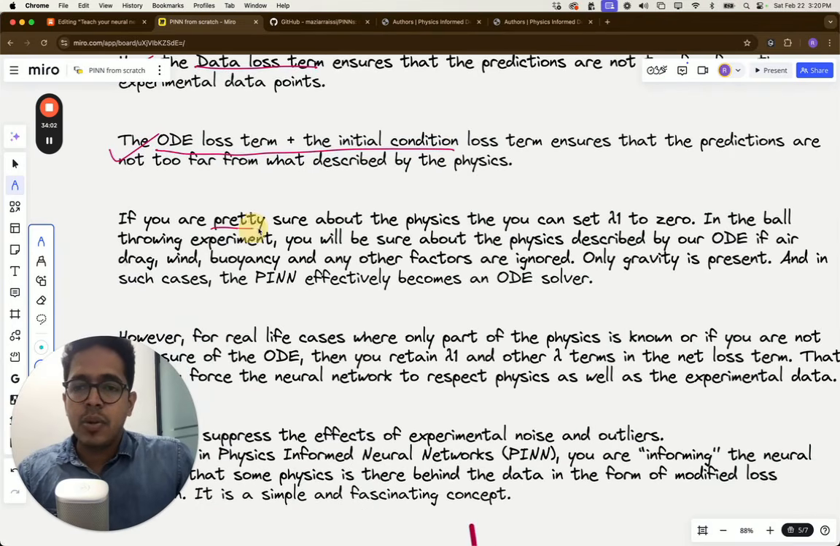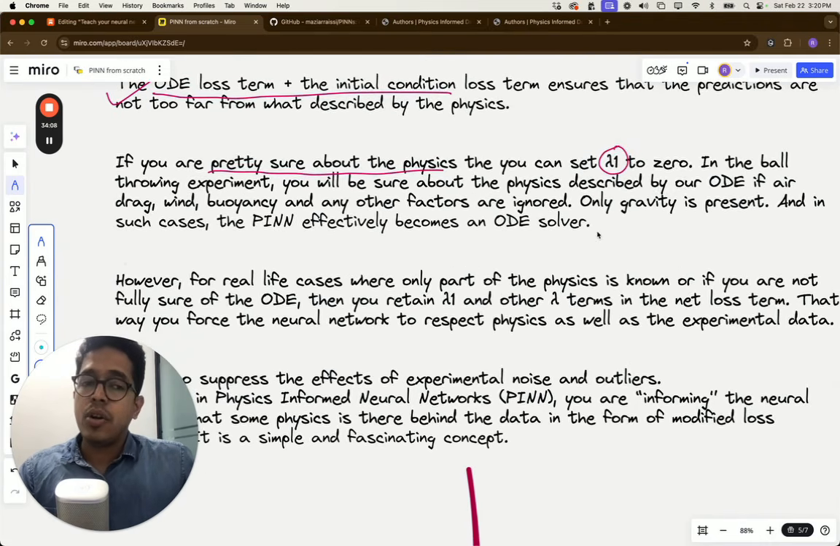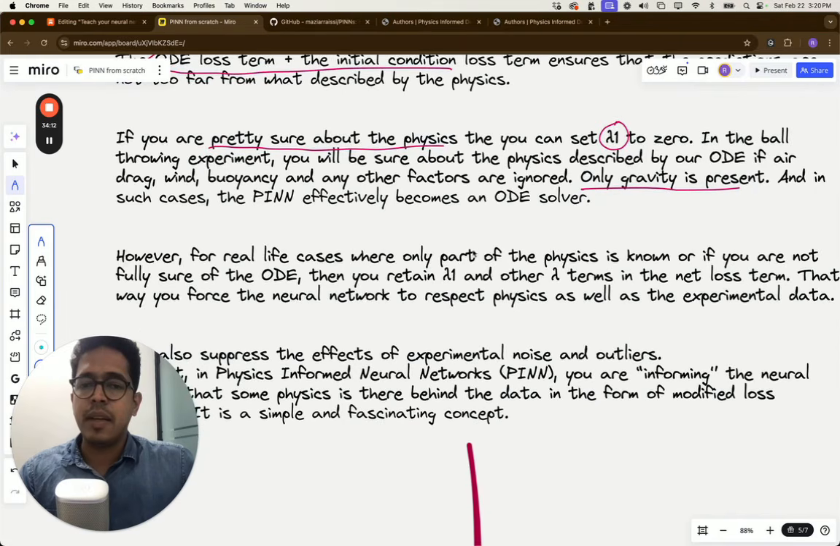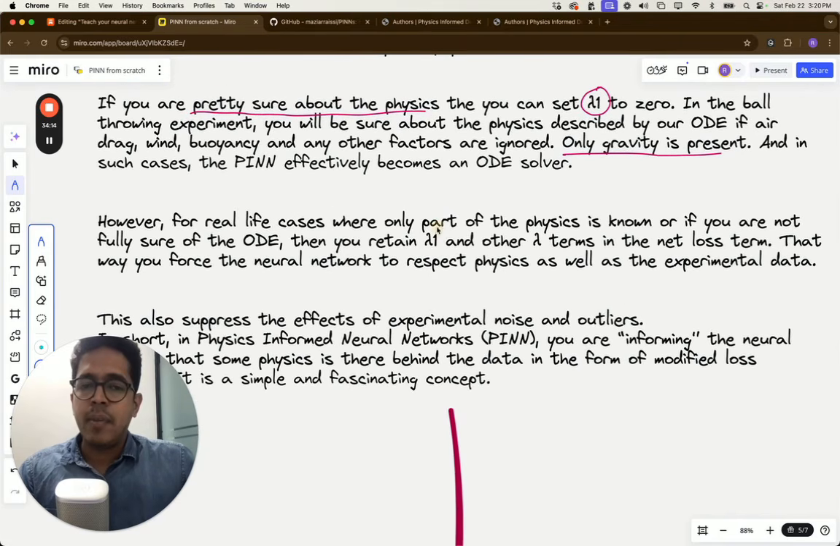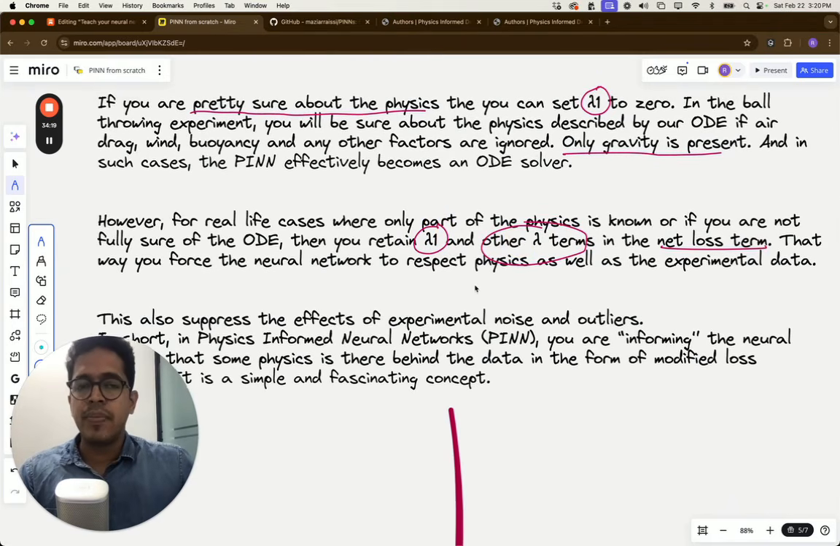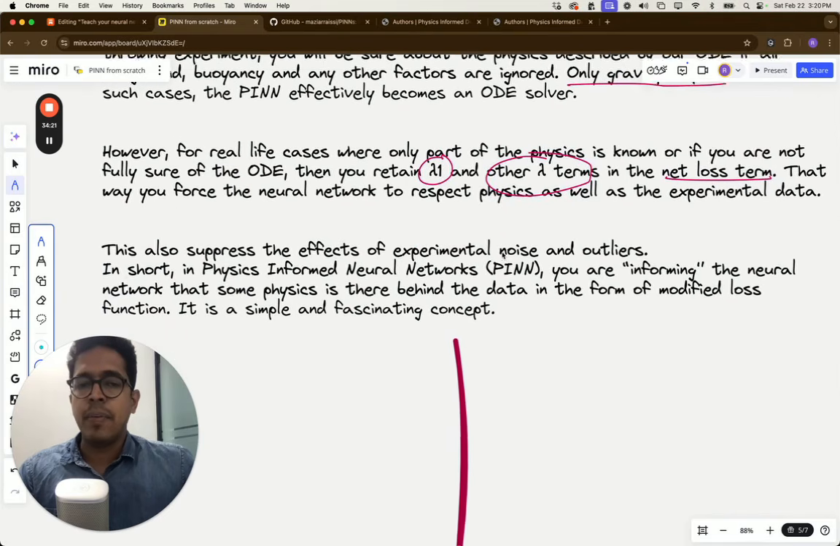And if you are pretty sure about the physics, you can set the first error term's coefficient lambda 1 to be 0. You will be sure if only gravity is present. But if you are not so sure, you will have lambda 1 plus other lambda terms in your net loss term. This is when you have a true PINN.